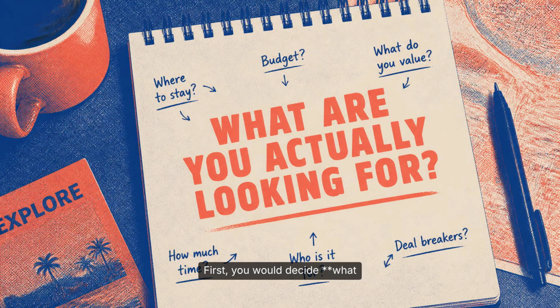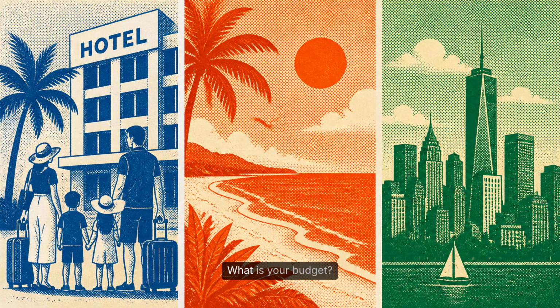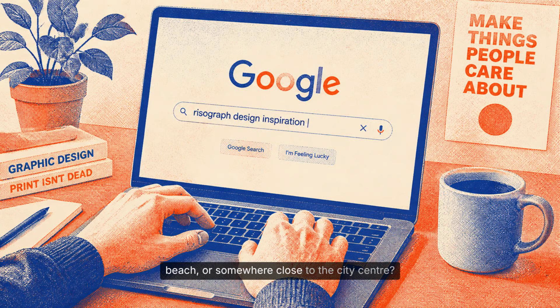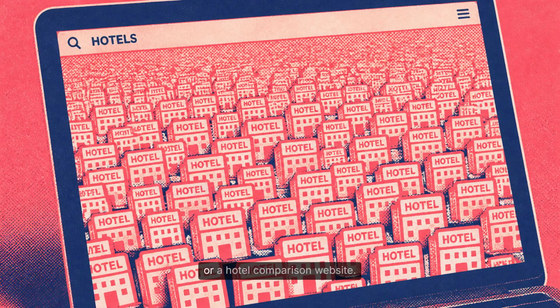First, you would decide what you are actually looking for. Where do you want to stay? What is your budget? Do you need a family hotel, somewhere near the beach, or somewhere close to the city centre? You might then search Google or a hotel comparison website.